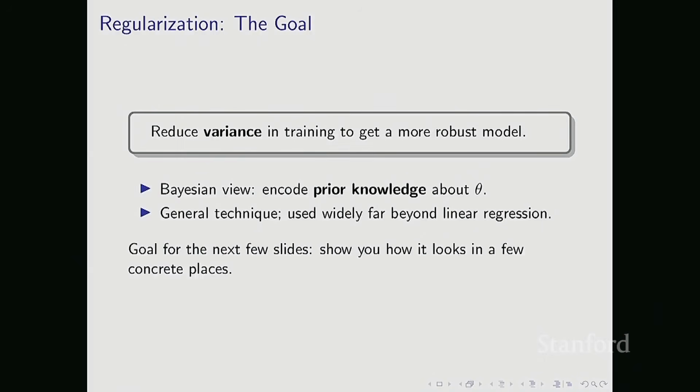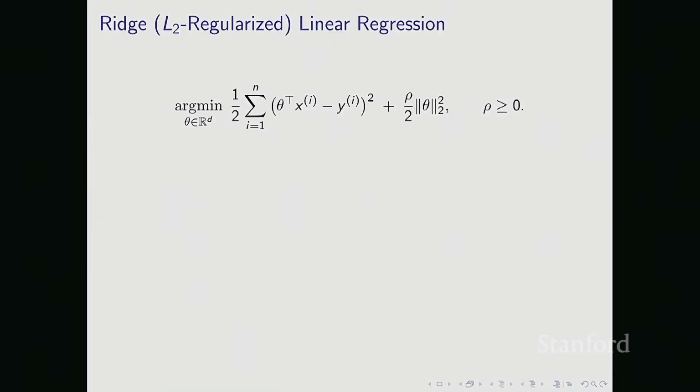You use it in every industrial model in the world in some form or another. The goal for the next slide is to show you how to use this in a couple of concrete places. Okay. Clear enough what the mechanism is? We have those three terms. We're going to try to get lower test error, hopefully by reducing variance by more than we increase bias squared.